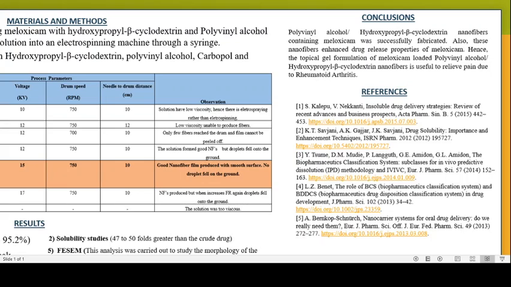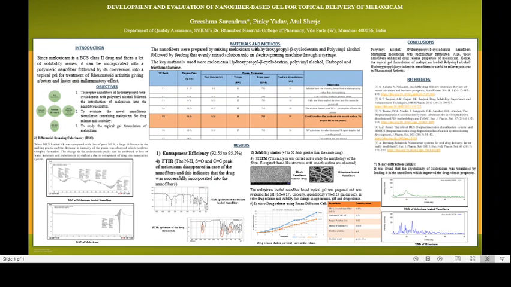So we can conclude that the polyvinyl alcohol hydroxypropyl beta cyclodextrin nanofibers, which contain meloxicam, were successfully fabricated, and these nanofibers enhance the drug release properties of meloxicam, and hence the topical gel formulation of meloxicam loaded polyvinyl alcohol hydroxypropyl beta cyclodextrin nanofibers is very useful to relieve the pain due to rheumatoid arthritis. Thank you.